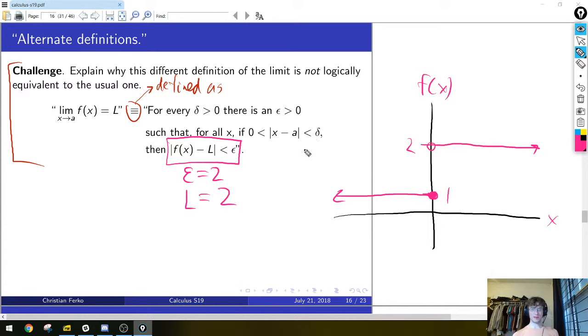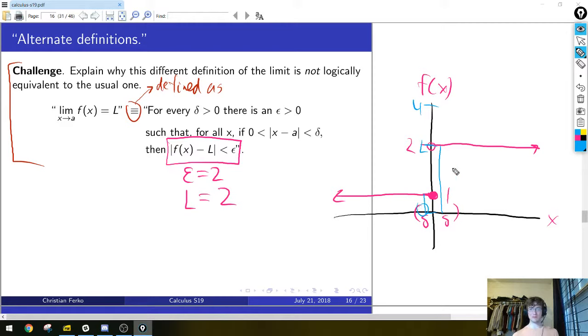With this definition of a limit, the game is that someone hands you a delta, so they tell you how close x was to 0. All you have to do is pick an epsilon so that the output of the function is within distance epsilon of whatever you claim the limit value is. So you say, sure, the limit value is 2. I claim that if you plug in a value of x in this interval, you will always get something within distance 2 of 2. But that's pretty obviously going to always be true.